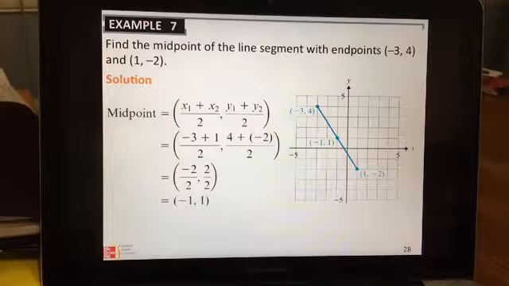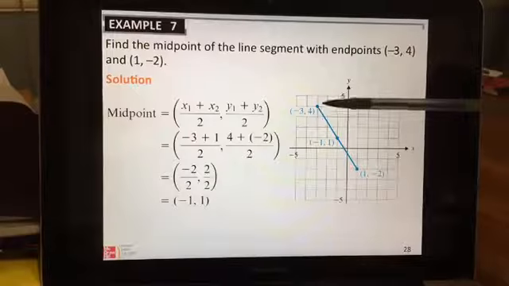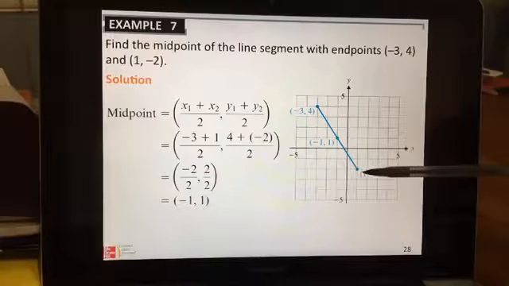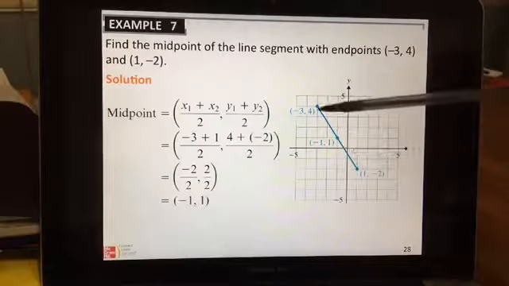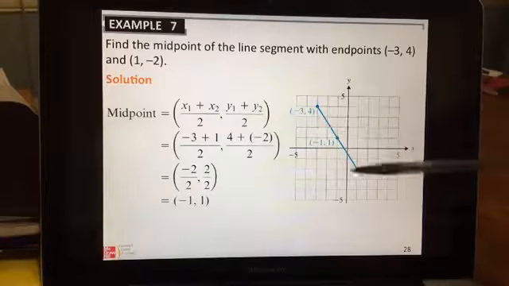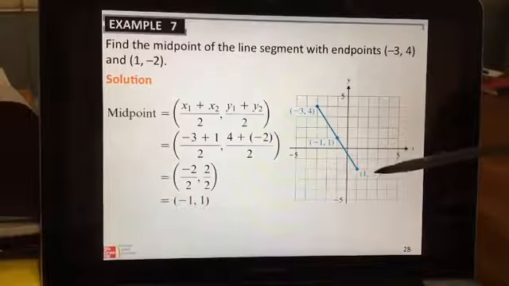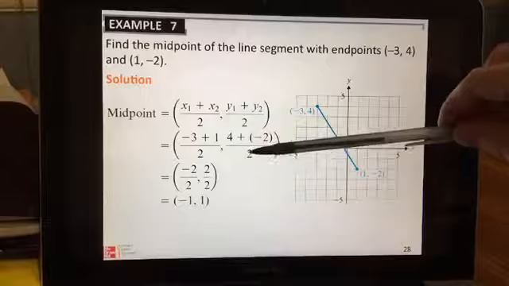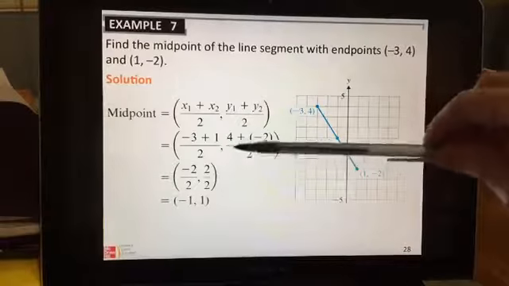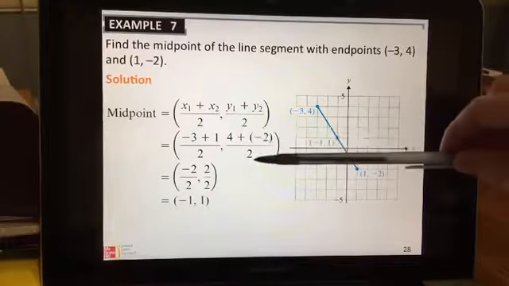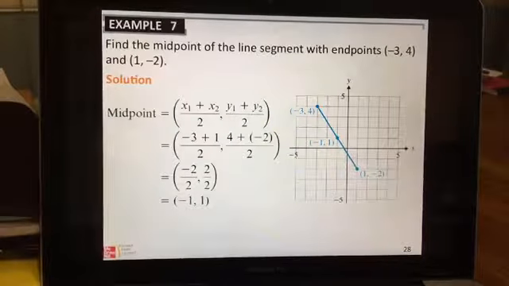Right, so here we have 2 points. We have (-3, 4), which is here, and we have (1, -2), which is here. And we're trying to find the point that is exactly on the line halfway in between those two. And we add the -3 and the 1 together and divide by 2. We add the 4 and the -2 together and divide by 2. And we end up with -3 plus 1 is -2, divided by 2 is -1. 4 plus -2 is 2, divided by 2, which is 1. And it does look like it is right in the middle, doesn't it?